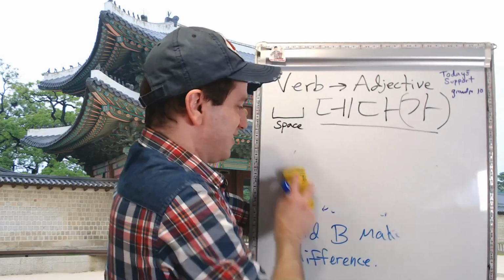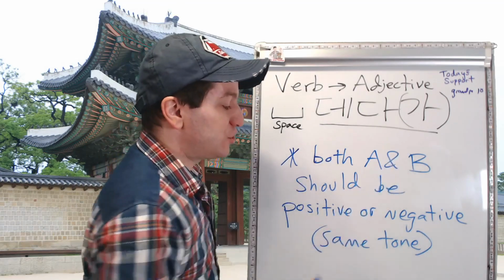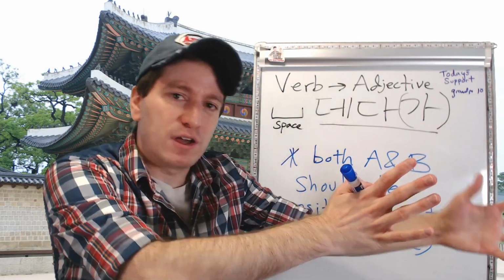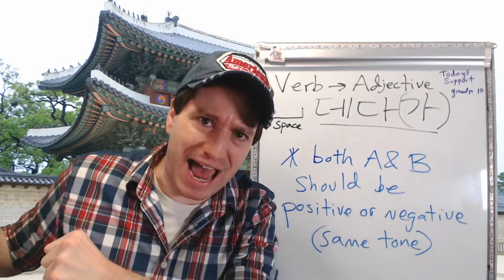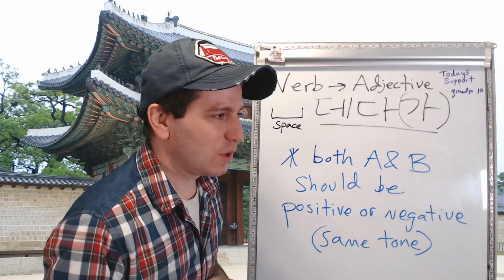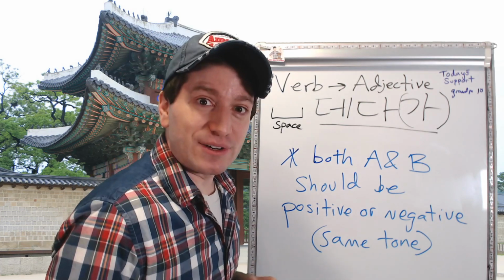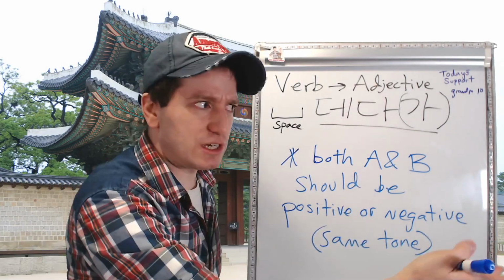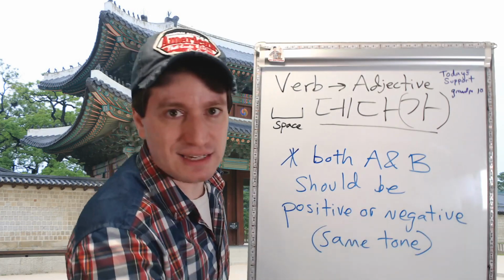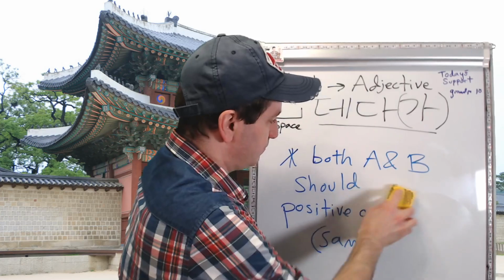That's how it's used. And keep in mind that A and B should both be either positive or negative, something good or something bad. You don't want to say, my foot hurts, and in addition to my foot hurting, I won the lottery. Like, what? They should both have the same tone. If one of them is good, the other should be good or positive. If one of them is bad or negative, the other one should be the same.